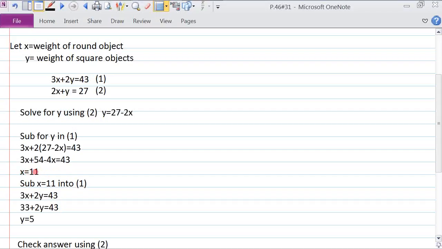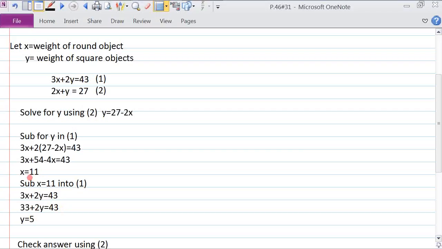So now we substituted, we found the value of x, which is the round object. And we want to find the square object. We go back into equation 1. We substitute x equal 11 into equation 1. 3 times x plus 2y equals 43. There's equation 1. 3 times 11 is 33, plus 2y equals 43. Bring the 33 from the left to the right. I get 2y equals 43 minus 33. So 2y equals 10 and y equals 5.